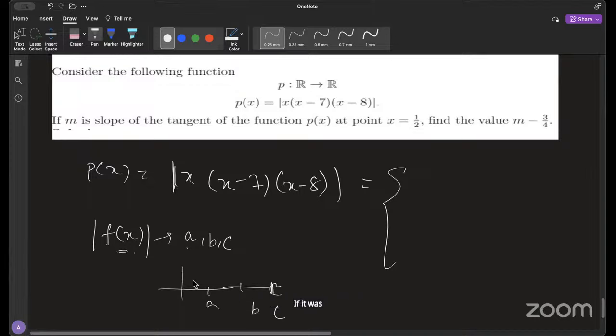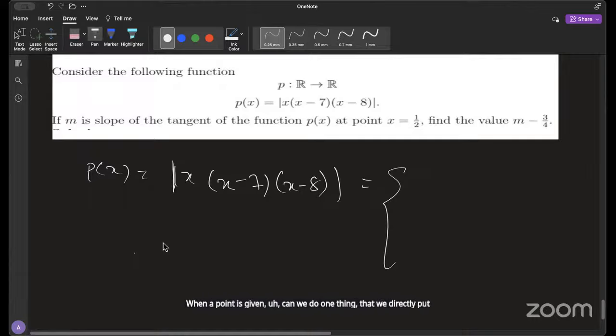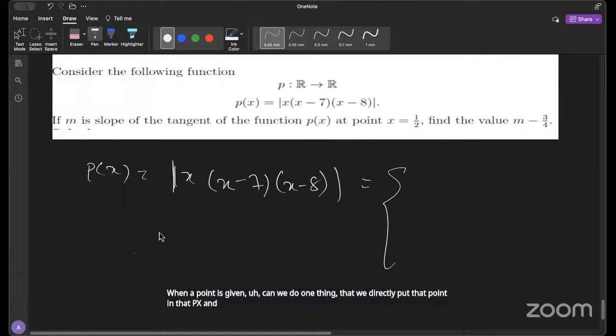If it was positive here, then after a, it will become negative. And if it is negative here, then after b, it will become positive. That's what happens with mod f x, right? And you have mod of a polynomial. Ma'am, when a point is given, can we directly put that point in that p x and see if it is positive or negative, then we can understand the behavior of the mod function.